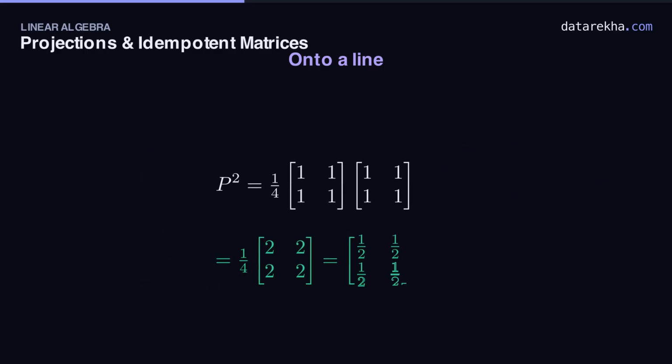Square it. The matrix of ones times itself gives 2's everywhere. And the quarter out front turns those 2's back into halves. P squared equals P. It is genuinely a projection.